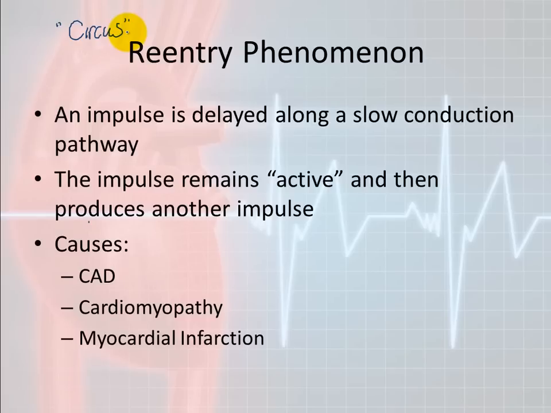Because the circus reentry will go through a slow area, it'll circle back around. Then it'll go back through a slow area, and it'll circle back around. I'm going to talk a lot more about this in a little bit, but reentry phenomenon is what causes a lot of ectopic atrial tachycardias or ventricular tachycardias or some kind of tachycardias. Most of the time, or a lot of the times, it is a reentry phenomenon. Some causes: coronary artery disease, cardiomyopathies, and of course myocardial infarctions.